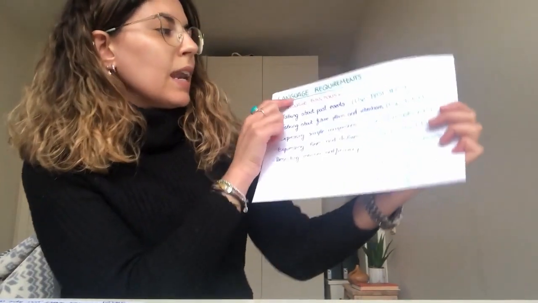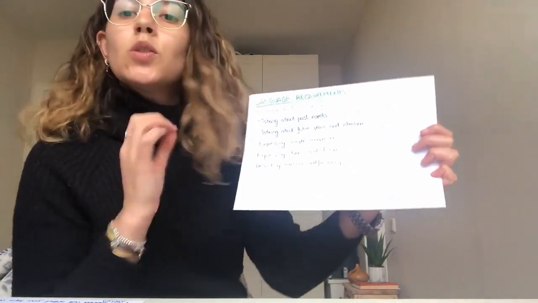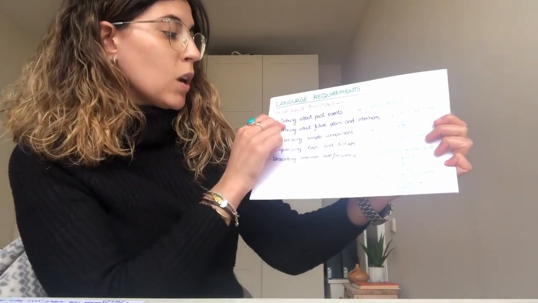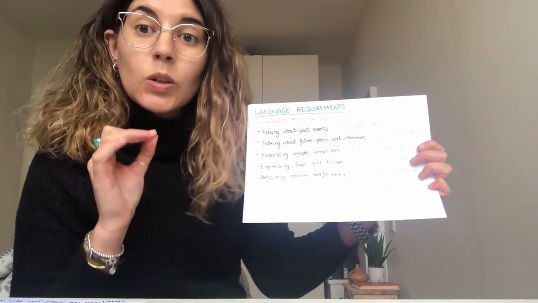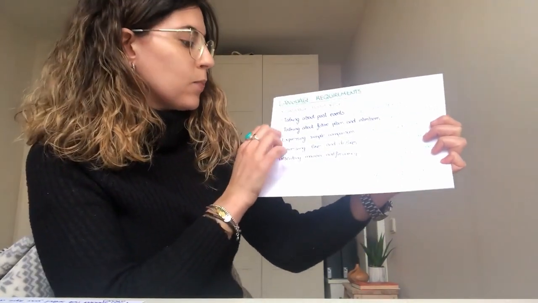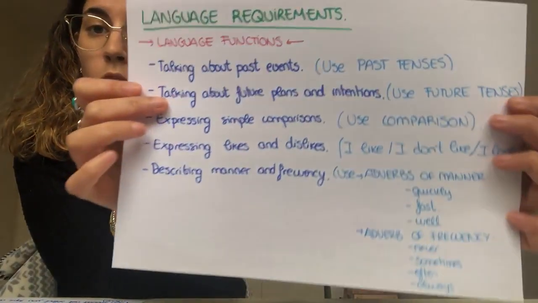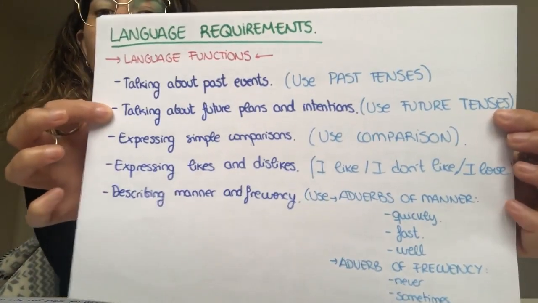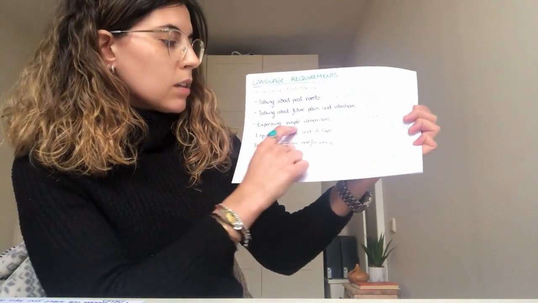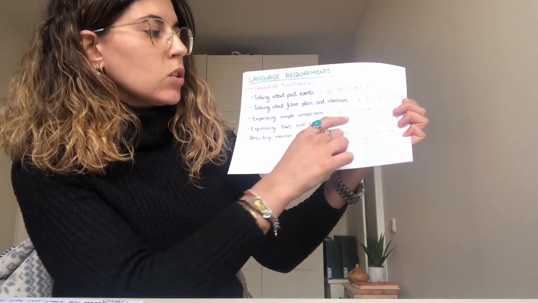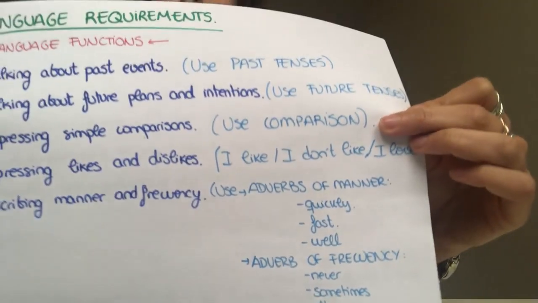So, language requirements. That means language functions you need to use. Talking about past events. That means you need to use past tenses. Talking about future plans and intentions. So that means you need to use the future tense that you already know. Expressing simple comparisons. So use comparisons, okay? You know how to do it.